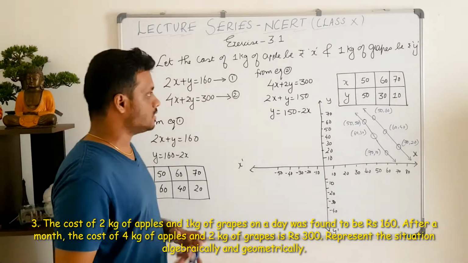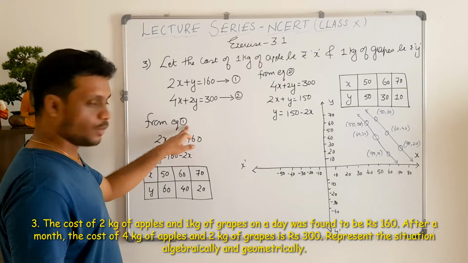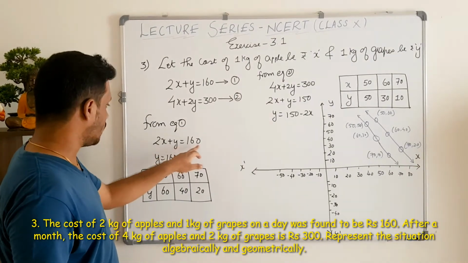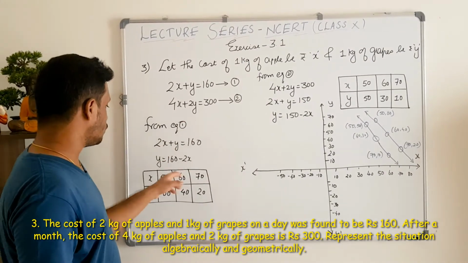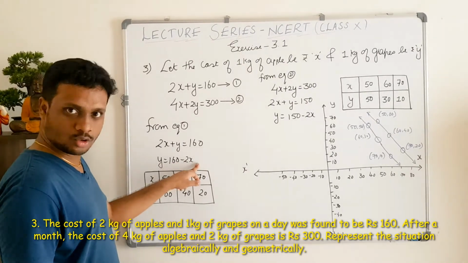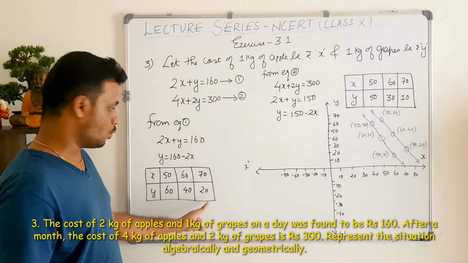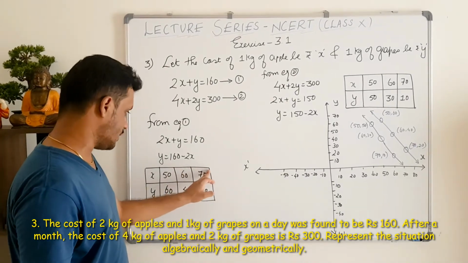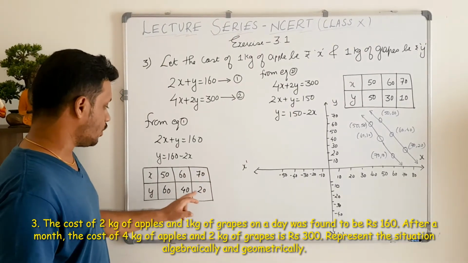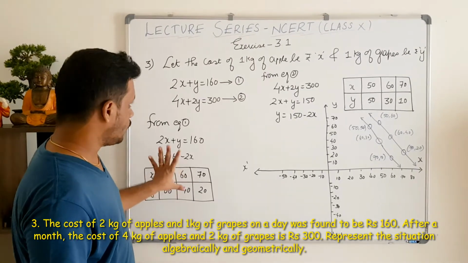Now we are trying to represent this graphically. So first I have taken equation 1. Here I have 2x plus y equal to 160. I take 2x to the other side, so I get y is equal to 160 minus 2x. So I have substituted different values of x and obtained the corresponding values of y. So I have taken 50, 60 and 70 and the corresponding y's are 60, 40 and 20 respectively. So this is for the first equation.